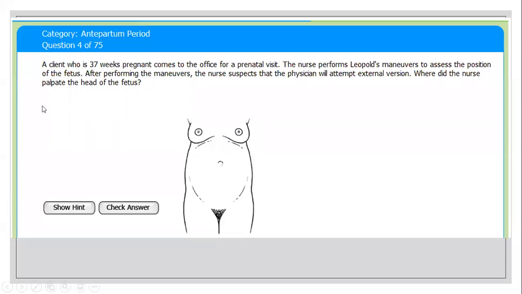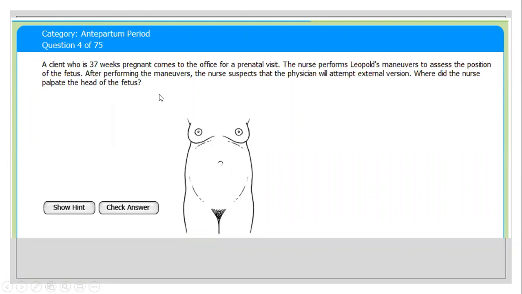Next question here. A client who is 37 weeks pregnant comes to the office for a prenatal visit. The nurse performs Leopold maneuvers to assess the position of the fetus. After performing the maneuvers, the nurse suspects that the physician will attempt external version. Where did the nurse palpate the head of the fetus?